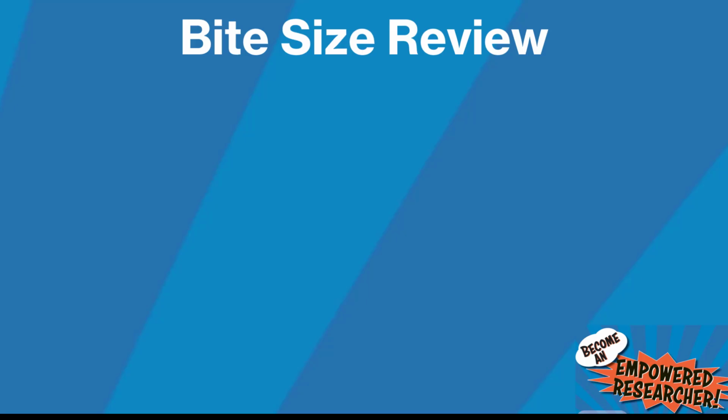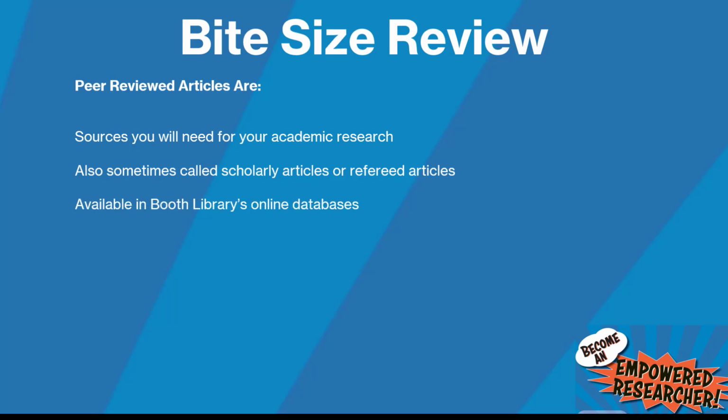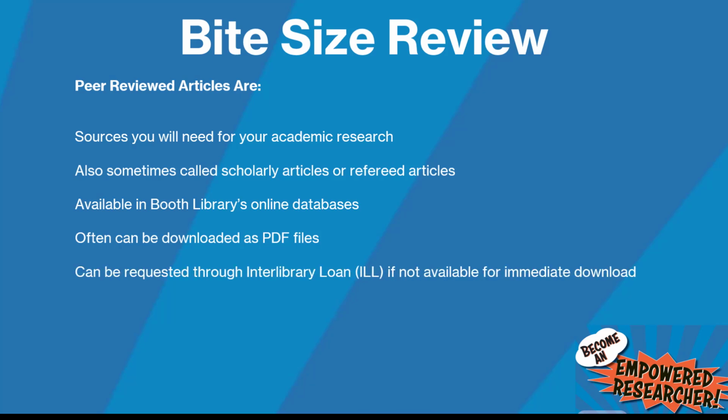So let's do a quick review. Peer-reviewed articles are sources you will need for your academic research. They're also sometimes called scholarly articles or refereed articles. They're available in Booth Library's online databases. They can often be downloaded as PDF files, and they can be requested through interlibrary loan if the article you need is not immediately available for download.